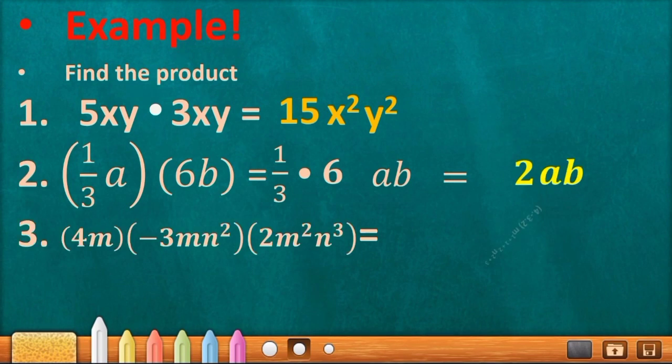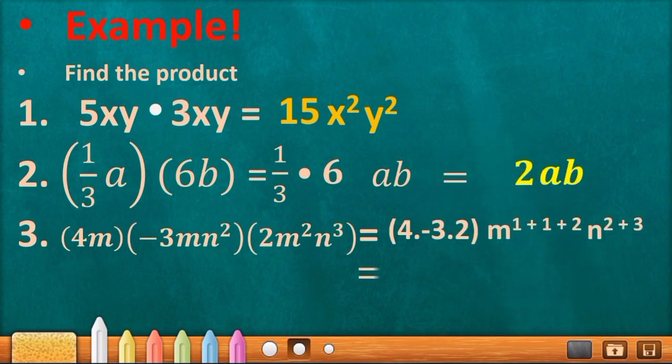Third example, 4m times negative 3mn squared times 2m squared n cubed. So let's multiply first the numerical coefficients. 4 times negative 3 times positive 2. And then apply the product rule of exponents. M raised to 1 plus 1 plus 2. And then n raised to 2 plus 3. So the product is negative 24, m raised to 4, n raised to 5.